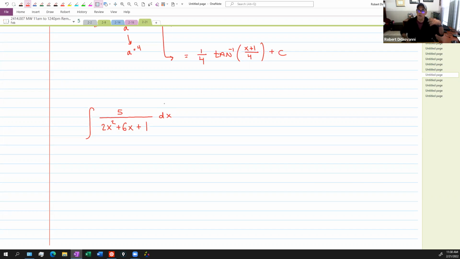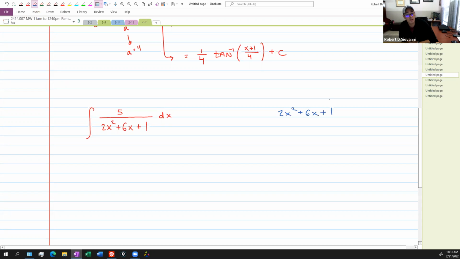All right, so again, you have to get to this point where you're like, okay, constant over irreducible quadratic, right? Constant over irreducible quadratic. So you're going to have to complete the square on the bottom. So let's go do that over here. 2x squared plus 6x plus 1.